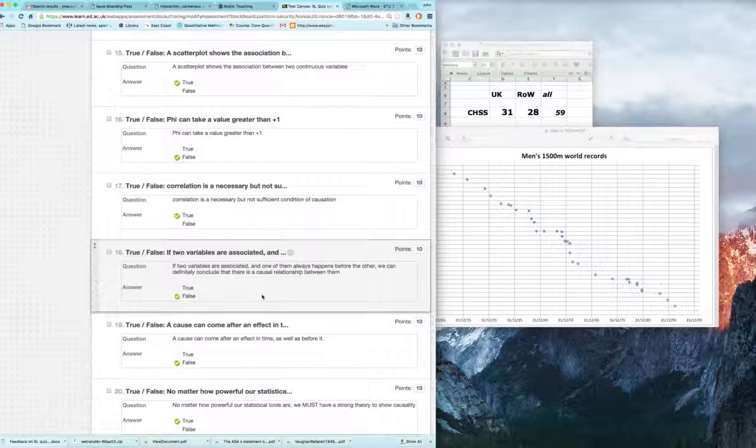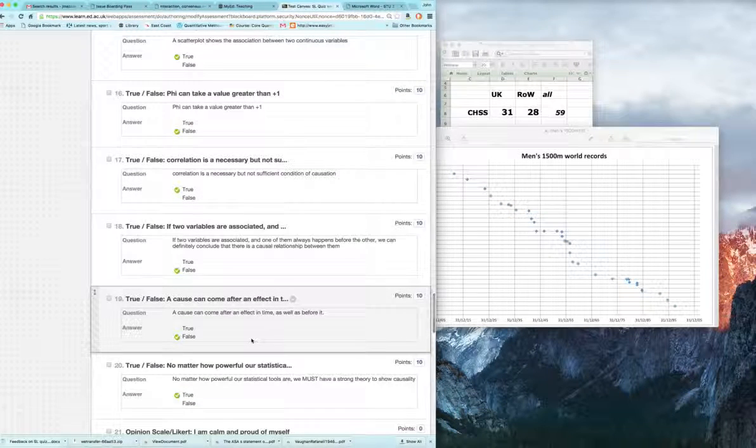On the other hand, as question 19 explores, a cause can't come after an effect in time. If we had that, you would effectively have the equivalent of a time machine, if you think about it. So we can't have effects of causes that are still to happen.